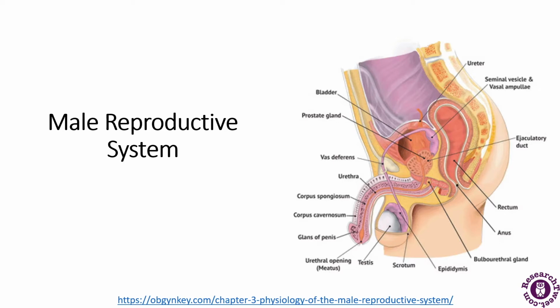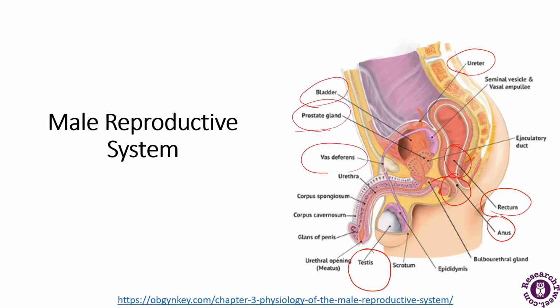So here the testes are being depicted. Then the rectum is being depicted. This is the rectum part. Anus, ureter, there is a bladder, there is a prostate gland, there is a vas deferens. All these have different functions to play in the male reproductive system.